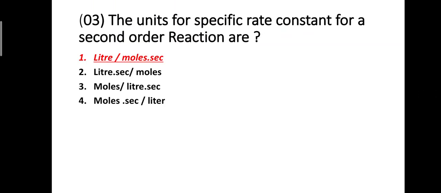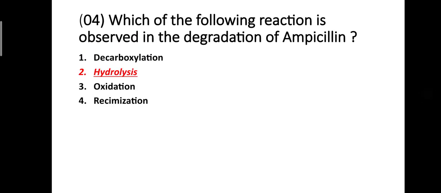Question number third. The units for specific rate constant for a second order reaction are option first, liter per mole second; second option, liter second per mole; option third, moles per liter second; and option 4, mole second per liter. And the correct answer is liter per mole second. The units for specific rate constant for second order reaction are liter per mole second.